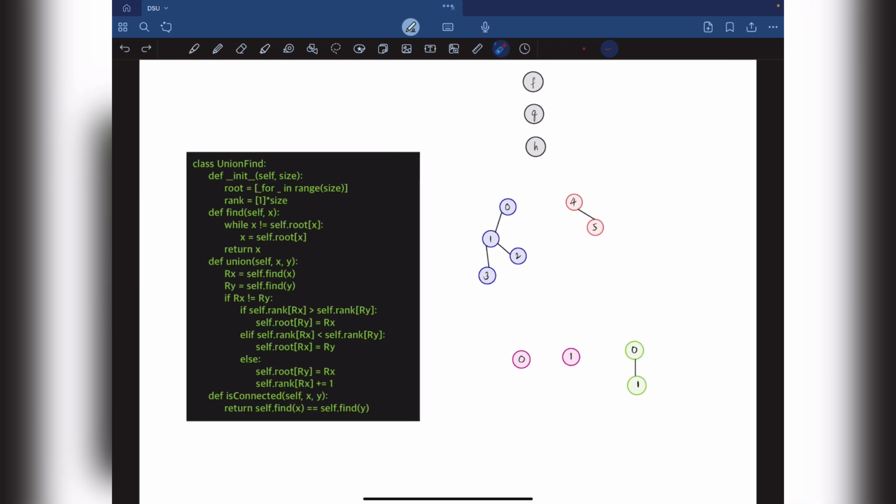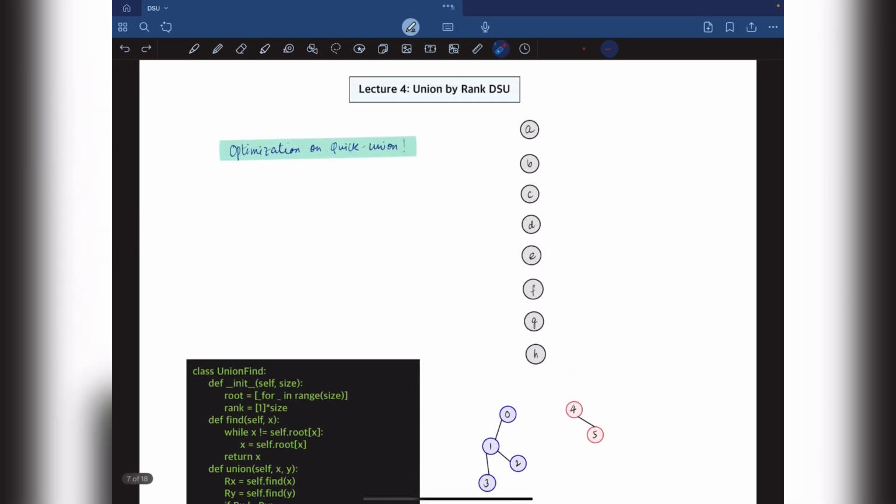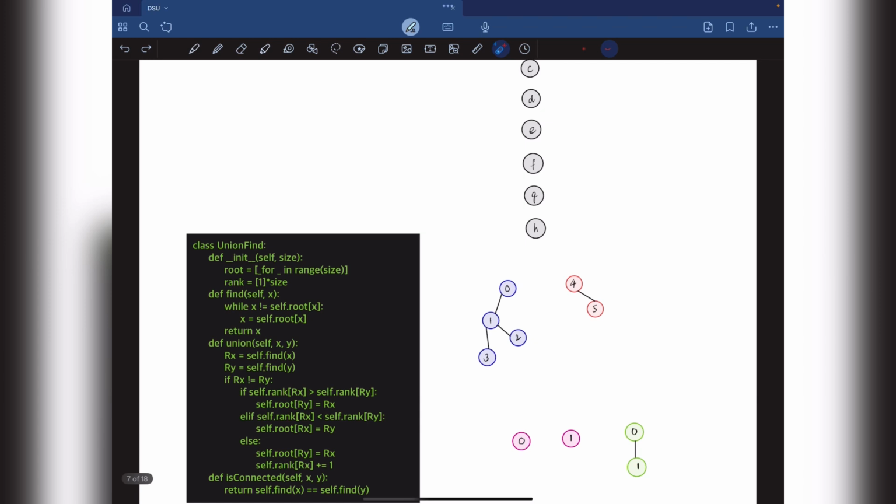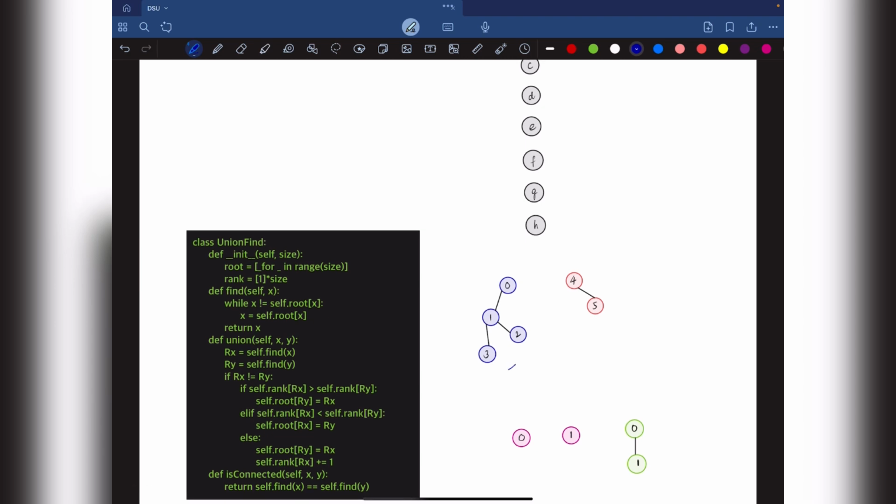Why do we need this? Why do we need union by rank, and how is it even helpful? Let us answer that question first. We see here that we have two graphs, two different components, and the height of this one is 2, and the height of this one is 3. What will happen if I try to connect them? Let us suppose I try to connect 0 and 4.